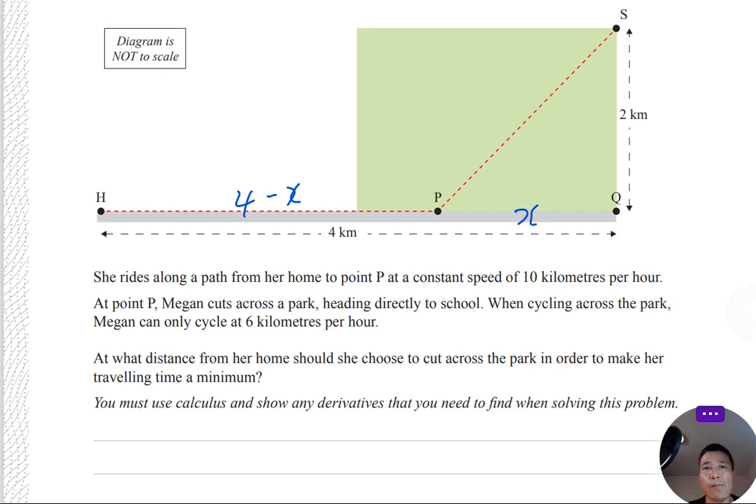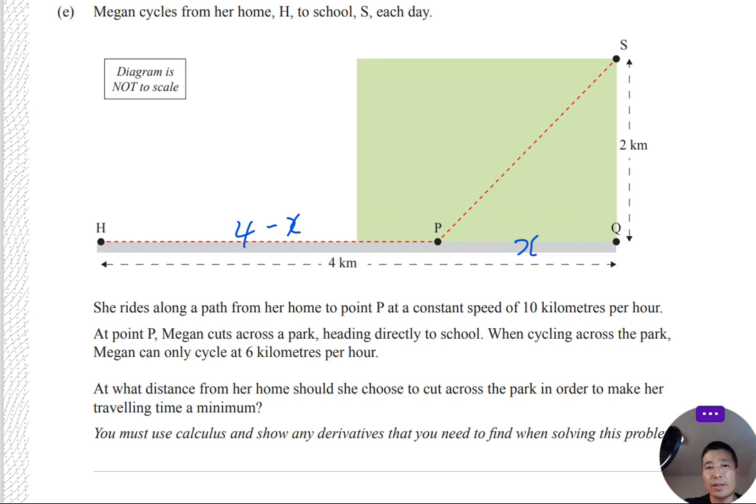Now, we have to minimize the time, right? And we have to use this formula. Speed or velocity equals d over t, isn't it? If we rearrange this, make t the subject, t equals d over v. So say H to P is t1 and P to S is t2. Then we can make an equation in terms of time.